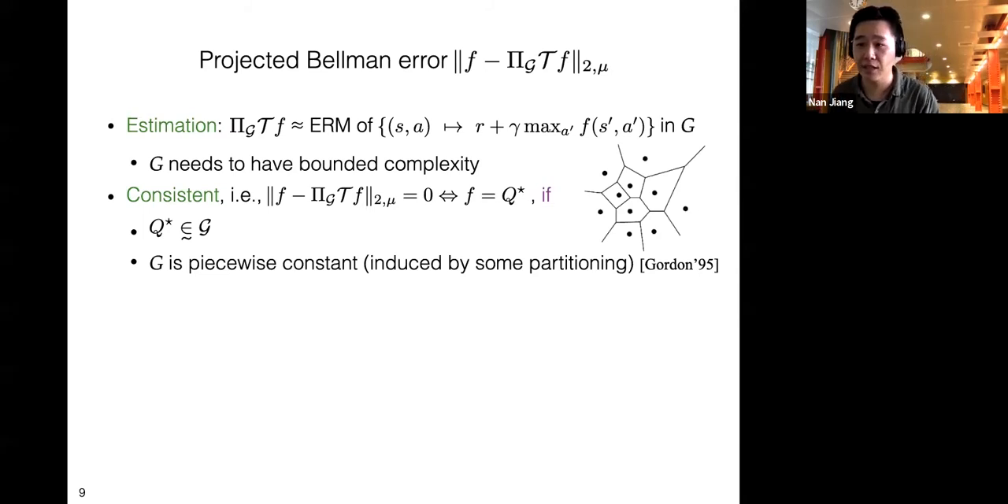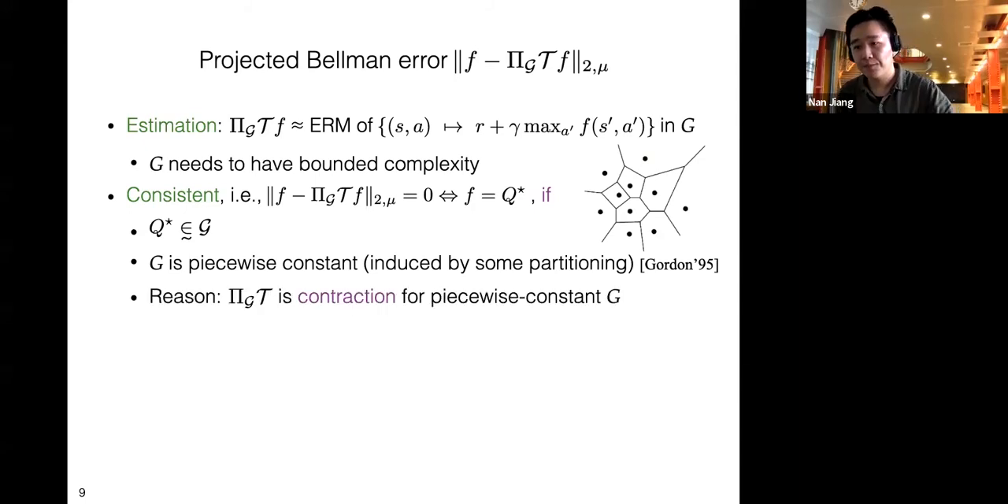The second condition needed, or at least the sufficient condition, as proposed by Jeff Gordon, and also in related work by Chabbra and Van der Roy around the same time, is that this G class should be a piecewise constant function class, right? Essentially corresponding to some kind of state aggregation. Alternatively, you can think of it as having some fixed partitioning of the state action space, and you only consider functions that stay constant within each region of the partition.